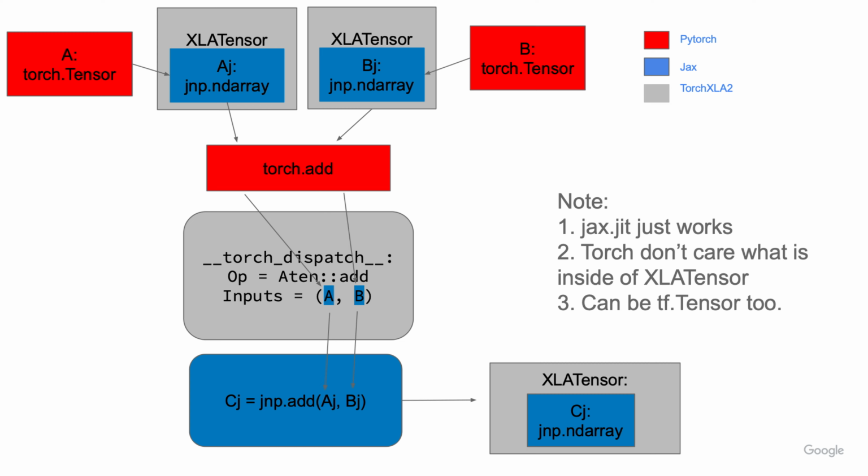From those two subclasses, we can get the JAX array inside of it, because we know inside of it is a JAX array. And then with this op name, we can do the lookup in our dictionary. We get a JAX function, which implements torch.add. We call it. We get a JAX array in return. We wrap it again into our tensor subclass. XLA tensor used to be the name. Now it's called torchax.tensor, but I didn't update the slides. Sorry about that.